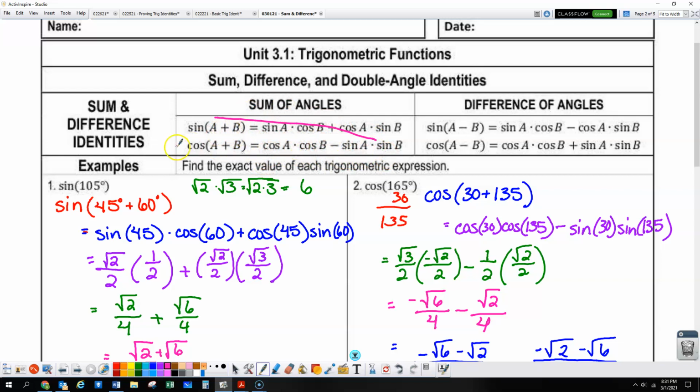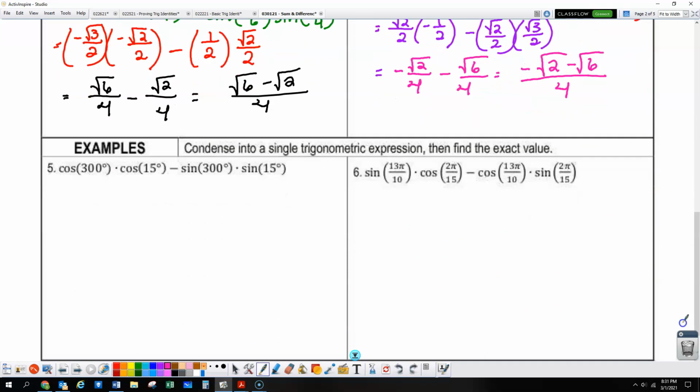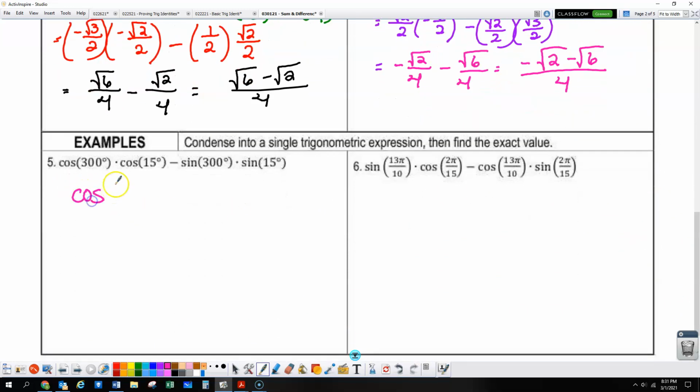So we're using a sum of cosines, right? So this can be simplified to cosine of 300 plus 15, which is really cosine of 315 degrees. And if you look on your unit circle, 315 would be, and we're looking at cosine, so that'd be positive square root of 2 over 2.